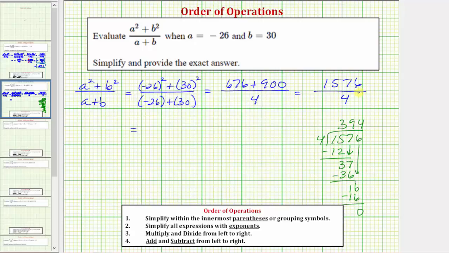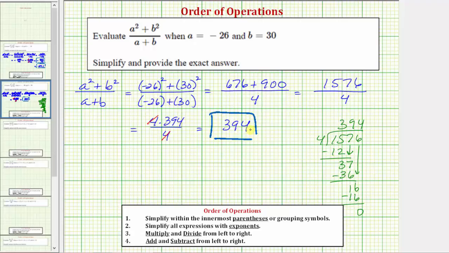Another way to show the simplification, though, would be to write 1,576 as 4 times 394. So we'd have 4 times 394 divided by 4, and we know 4 divided by 4 simplifies to 1, also giving us 394.